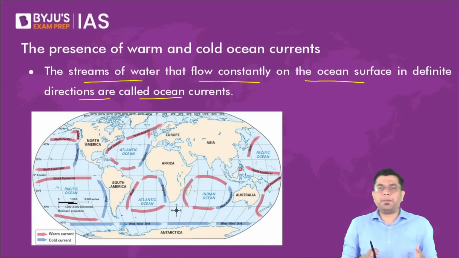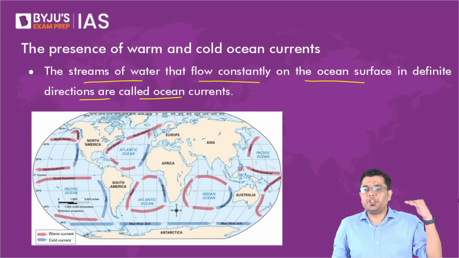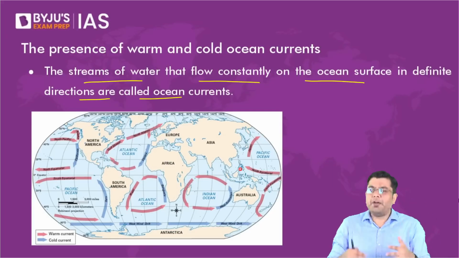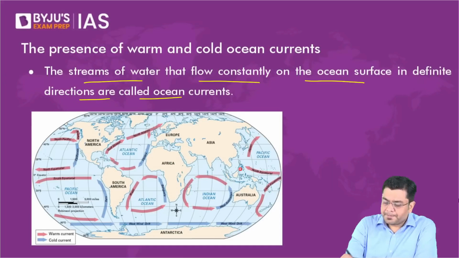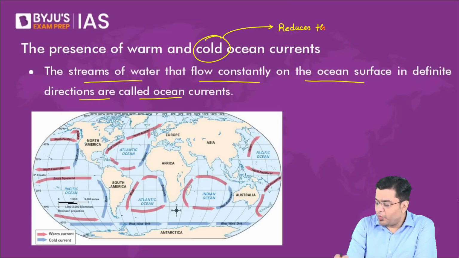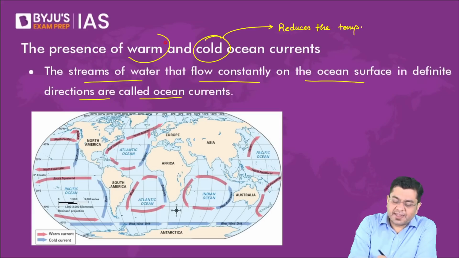So wherever you have the presence of warm ocean current, the temperature will increase. Wherever you have a cold ocean current, the temperature reduces. Okay. So cold ocean currents reduce temperature. How and where? Let us talk about that with the help of examples. Increases.